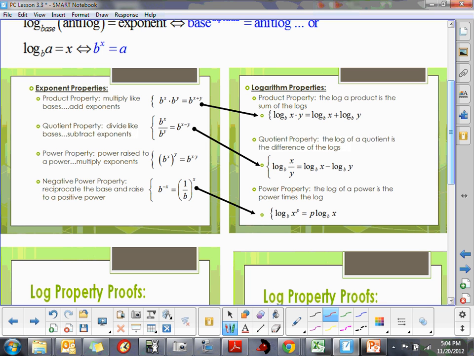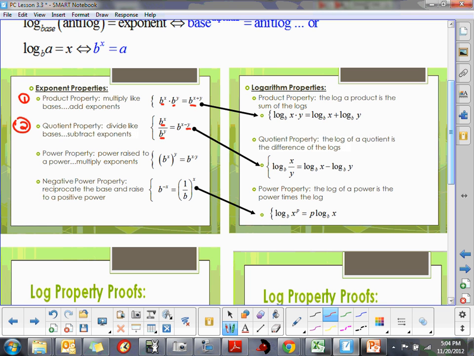The product property basically says when you multiply like bases, you can add their exponents to get your result. So if we have b to the x times b to the y, as long as those bases are the same number, then we can take the exponents and just add them together to get our new expression. The second rule is the quotient property. The quotient property is used when we divide like bases, and we know that we subtract the exponents. So it's the same base in both of those expressions. If you divide like bases, you take the exponents and you subtract them.